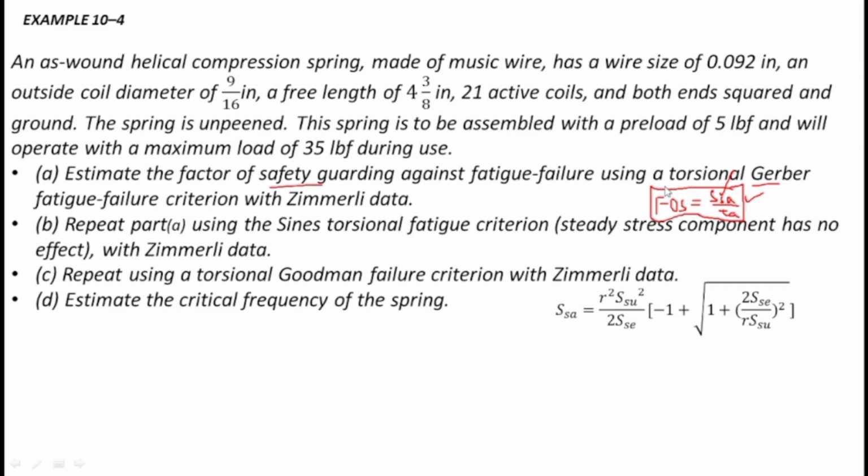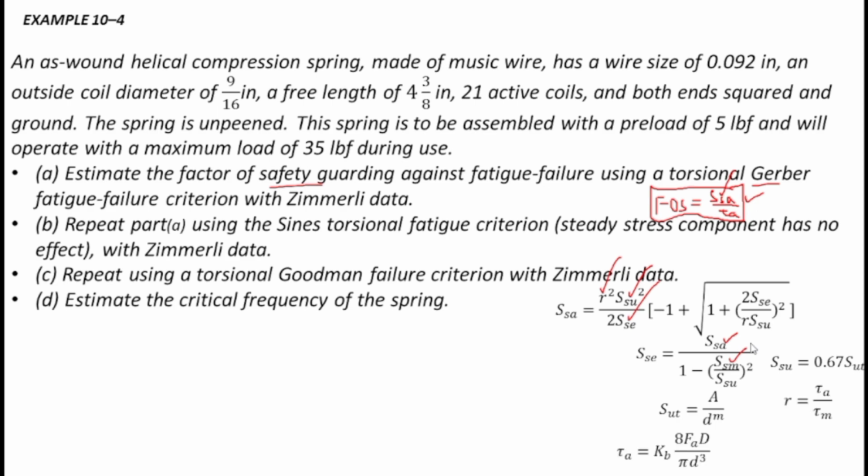If you see this equation, there are different terms that you will have to find. You have to find this r, this Ssu, and also this Sse. First, let's see the formula for Sse. This is the formula for Sse under the Gerber criteria, but here Ssa and Ssm will be taken from the Zimmerli data. We also talked about what the Zimmerli data is in our previous lecture. Then we will find Ssu from this equation, where Ssu is equal to 0.67 of Sut, and Sut can be found from this equation. For A and m, we will use table 10.4, and then r can be found from this equation.